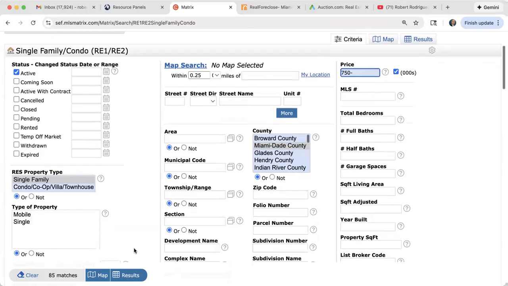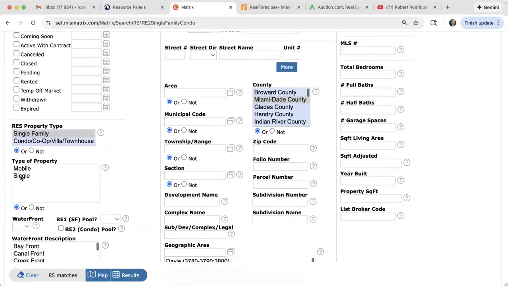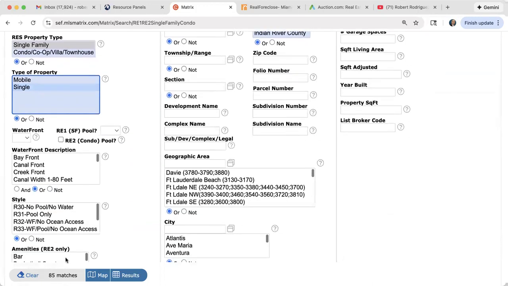Let's go ahead and also make sure that we are only looking at single family homes. Let's click on single. So we're going to reduce the results and get rid of maybe the mobile homes. And there are no mobile, the results didn't change. So there were no mobile homes.